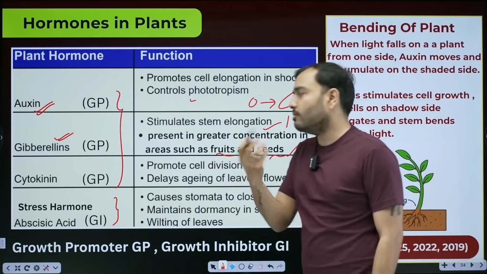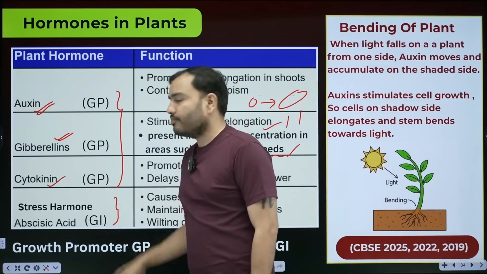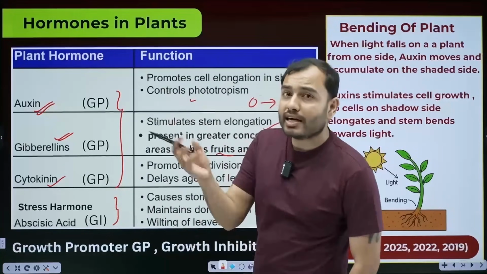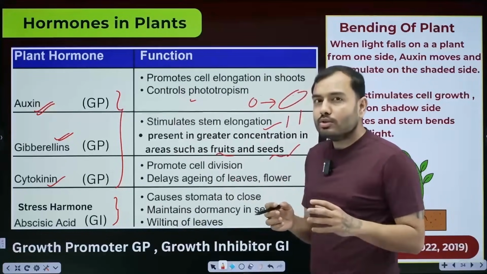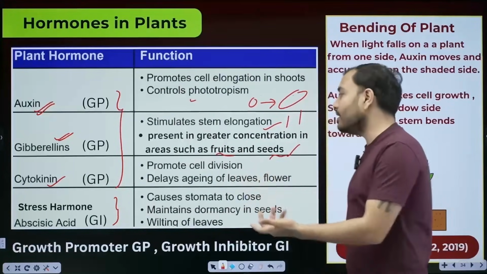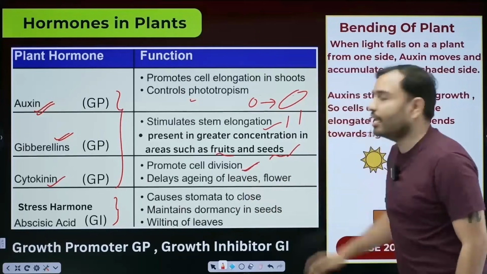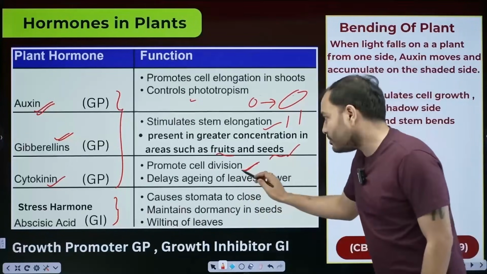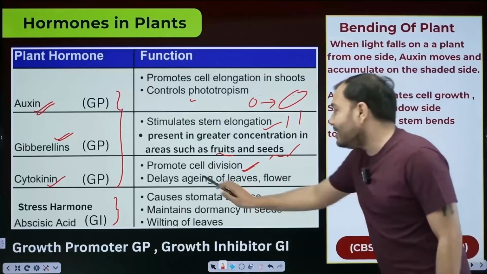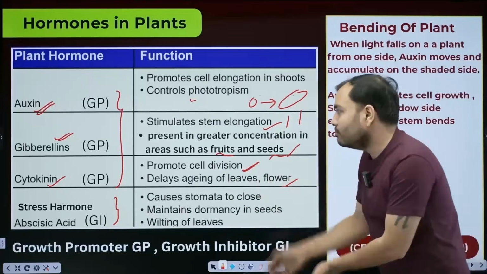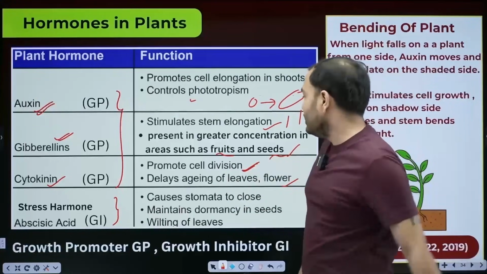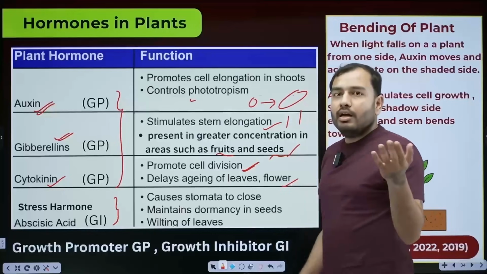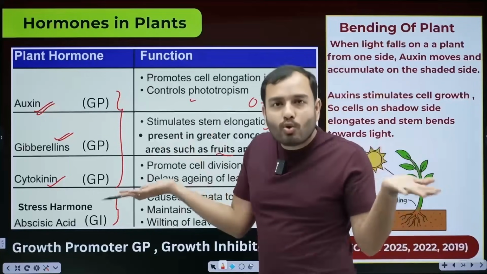It's found more in fruits and seeds. Next is cytokinin. Cytokinin comes from the word cytokinesis. What does cytokinin do? It is the division of the nucleus. It promotes cell division. It delays the aging of leaves and flowers. It stops leaves from growing older.